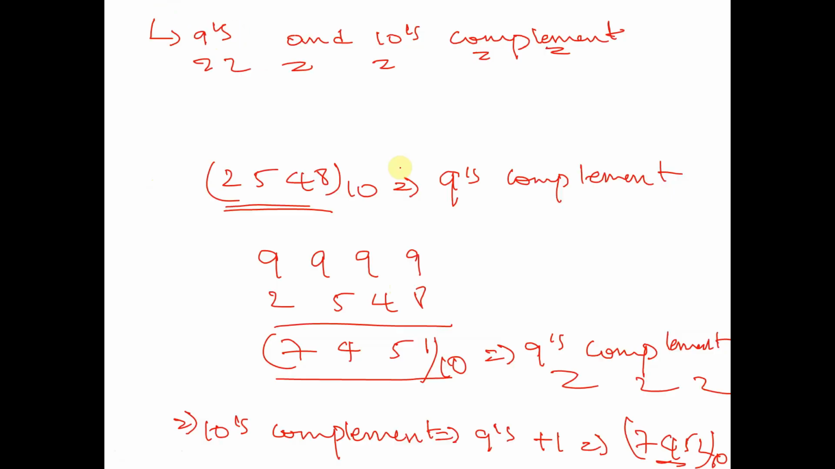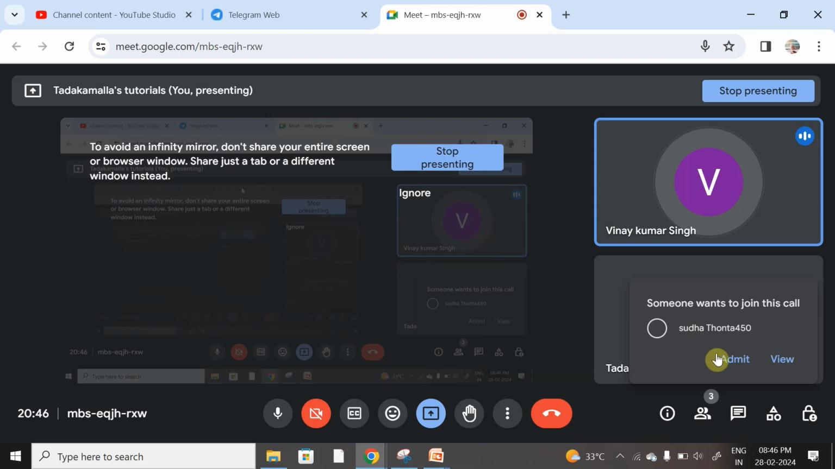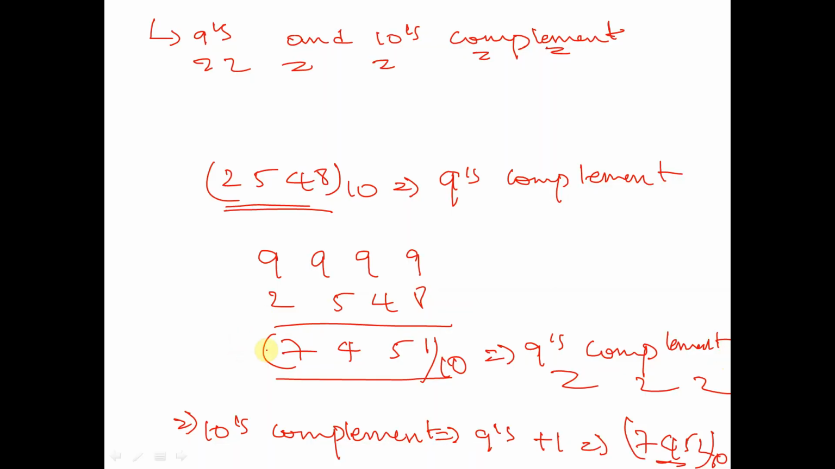Repeat once more again. Wait a minute. Yeah, so 7451 is the nines complement of the given number. If we want to find the tens complement, then we will add 1 to this nines complement, that is 7451 plus 1, which is equal to 7452 to the base 10. Okay.